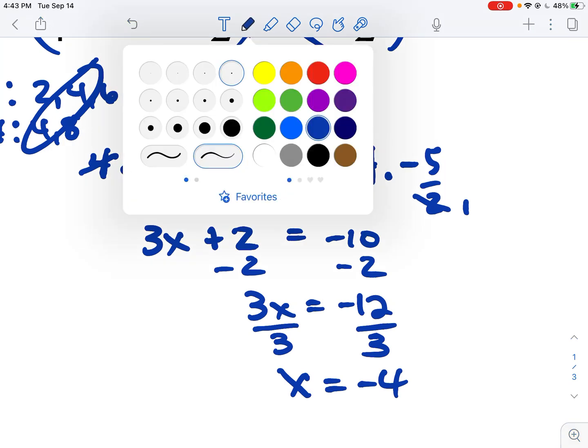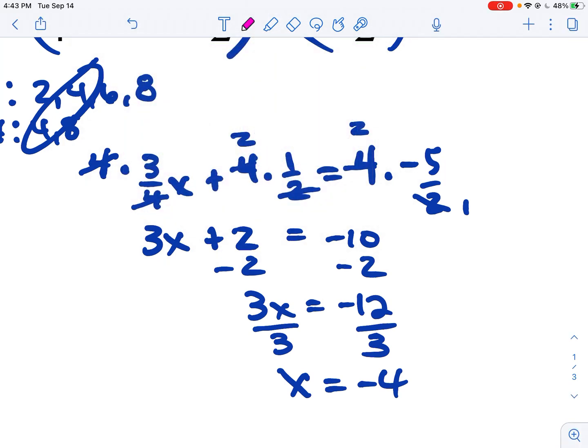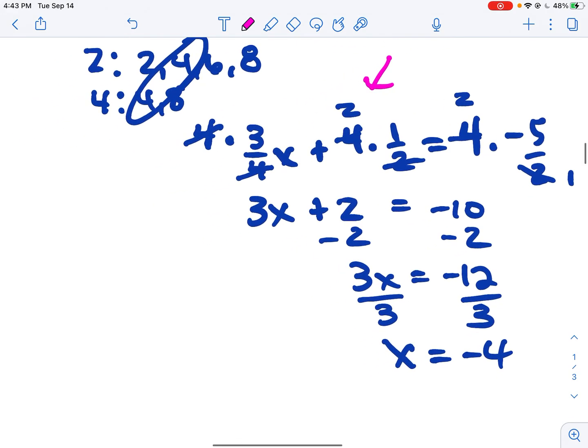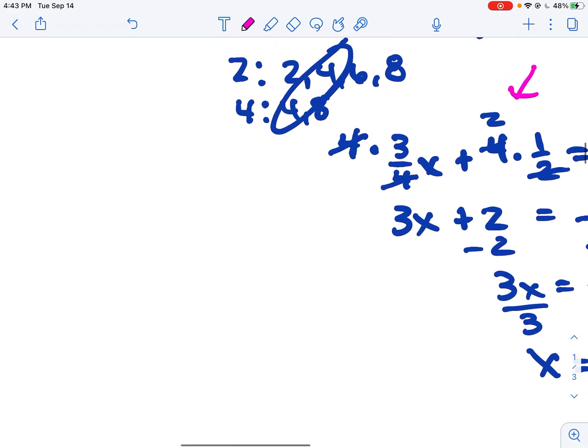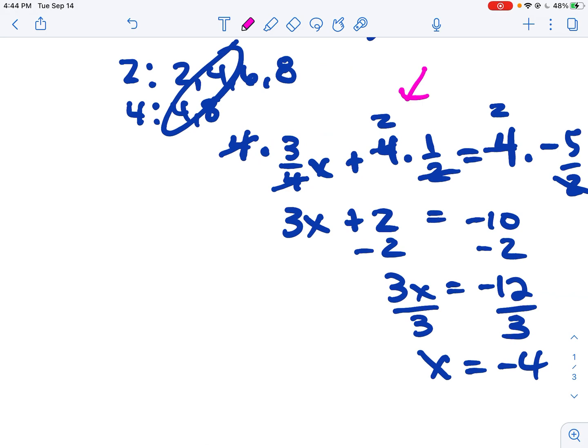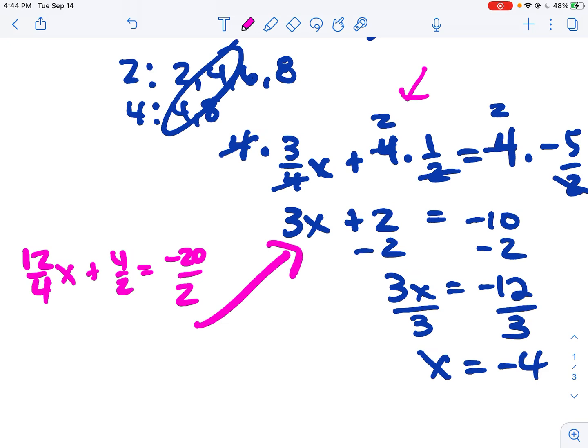Now, if you're still one of those people that can't do this step right here, if I had multiplied instead of cross-canceling, I would have gotten 12/4x plus 4/2 equals negative 20/2. And when I simplify it, I would still get that right there.